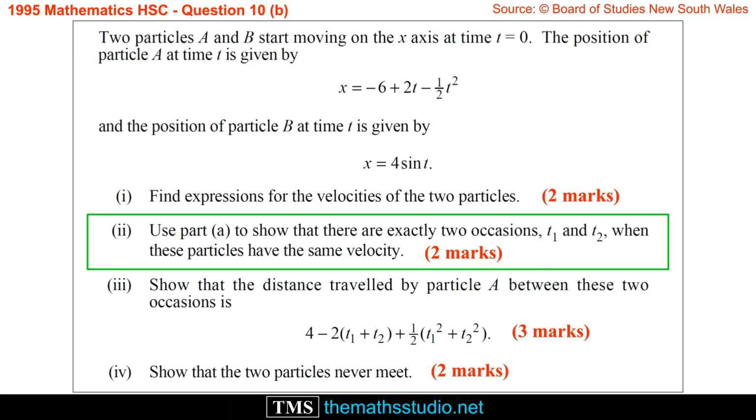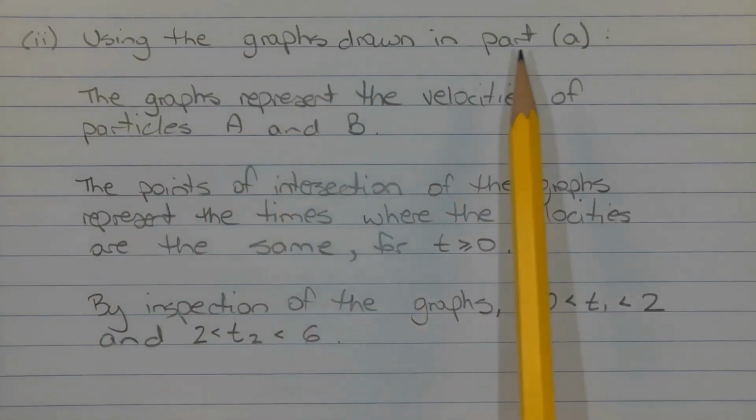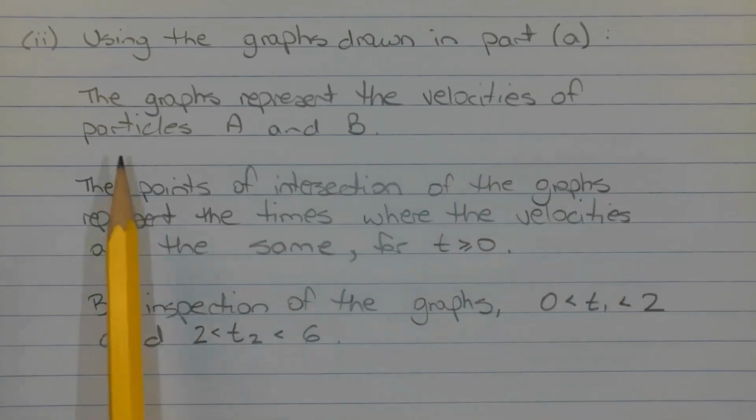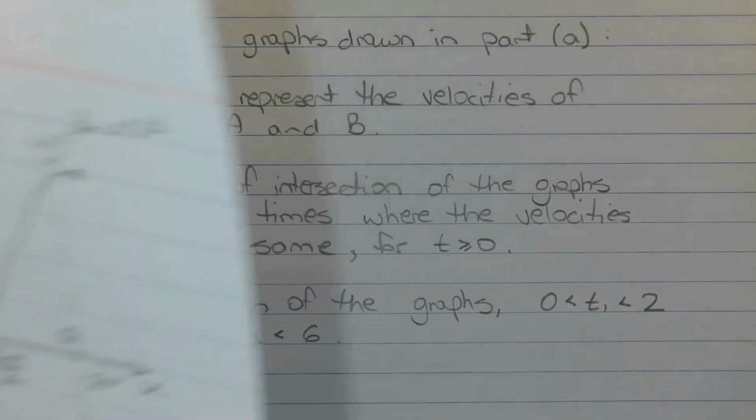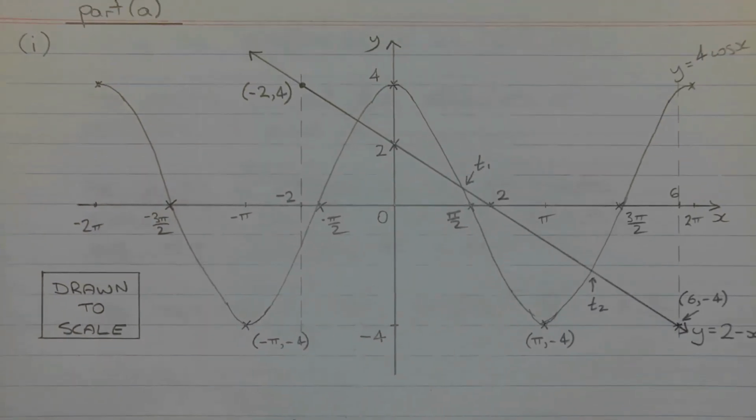Part 2. Use Part A to show that there are exactly two occasions, t1 and t2, when these two particles have the same velocity. Using the graphs drawn in Part A, the graphs represent the velocities of particles A and B. Now recall from Part 1, we found the velocity of particle A, which is v equals 2 minus t. The velocity of particle B was v equals 4 cos t. Now if we sketched v equals 2 minus t and v equals 4 cos t on the same set of axes, we would obtain exactly the same graph that we sketched in Part A.